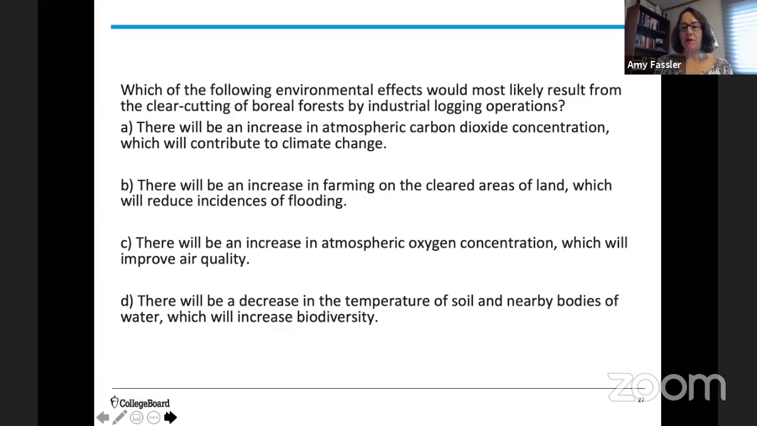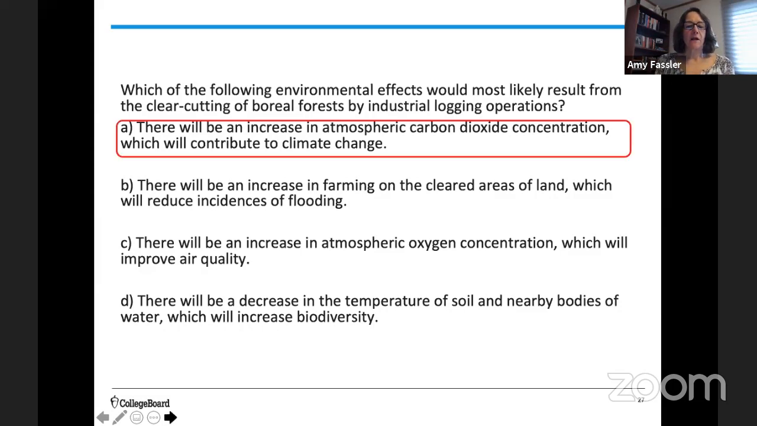Which of the following environmental effects would most likely result from the clear cutting of boreal forests by industrial logging operations? And obviously that would be letter A. I think they kind of specified boreal forest, and I'm probably not clearing land in the boreal forest. It's just not a climate capable of producing a lot of food.